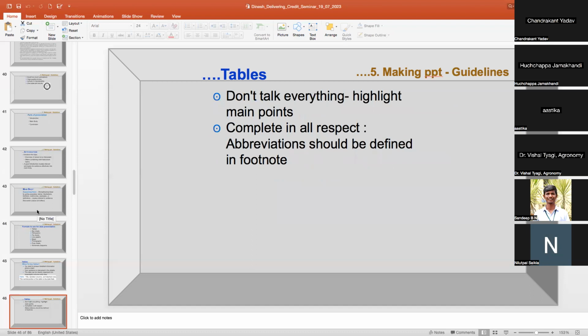Don't talk about everything, highlight main points, because in your table there may be several messages, several results. You need not read every result. Read the most relevant one, the most important one only. From one table, you can draw 1 or 2 or 3 conclusions. Never discuss every kind of data present in the table. The table should be complete in all respects. Abbreviations should be defined as a footnote.